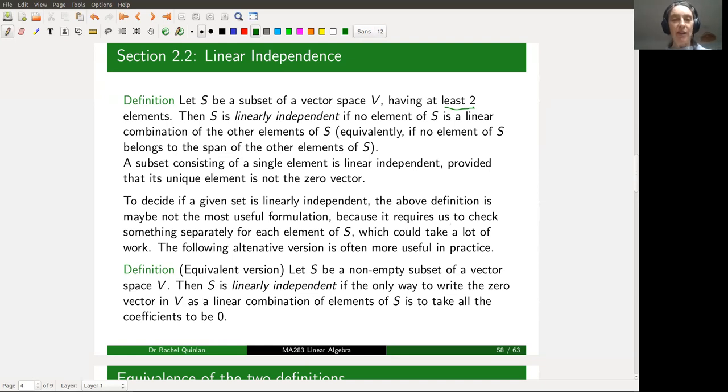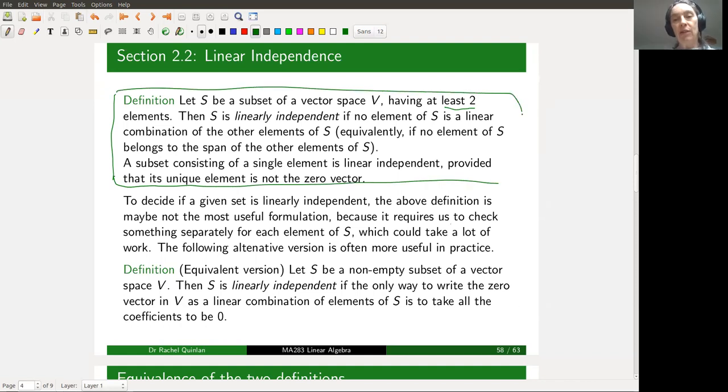So to decide if a given set is linearly independent based on this first version of the definition is not that easy, because if I give you a set of 5 vectors in R3 and I ask you to decide if the set is linearly independent, then if you're taking this definition as your instruction for how to decide that, you have to look at each one of those 5 elements and check whether it's a linear combination of the other 4. And that is, in principle, maybe a lot of work, if you have to do it completely independently for all 5 of them. So maybe it's not the most useful if you want to check something.